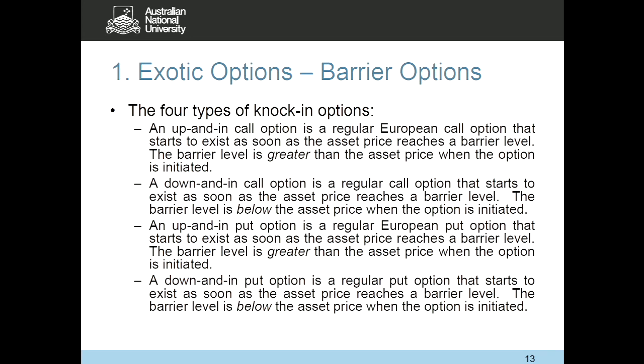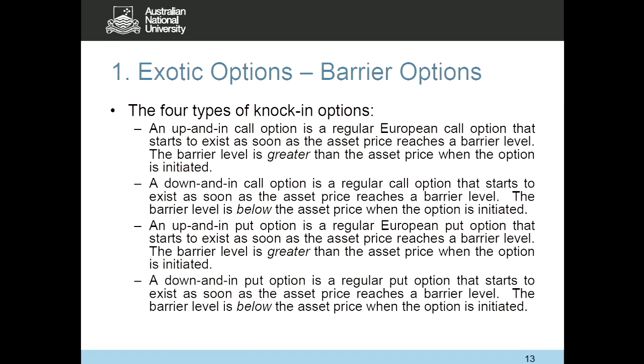So basically with a knock-in option, at the beginning, the option does not exist. All right, so the option does not exist in the first place. But when the price reaches a certain barrier level, then the option would come alive. So for example, with an up-and-in option, once the underlying asset price hits a certain level, then this option would come alive. If it is a down-and-in option, when the price decreases to a certain level, then this option comes alive.